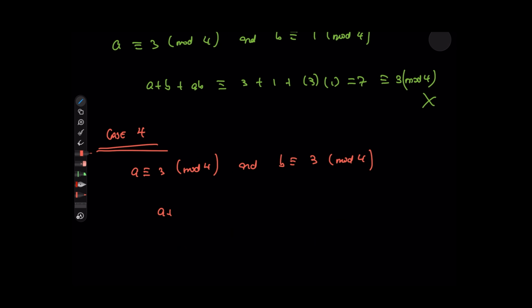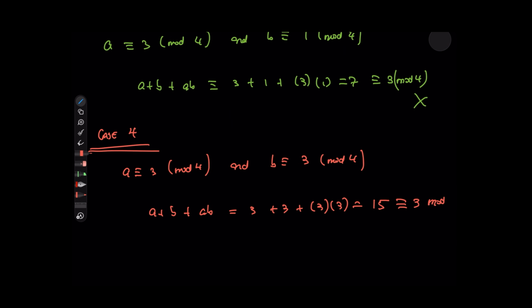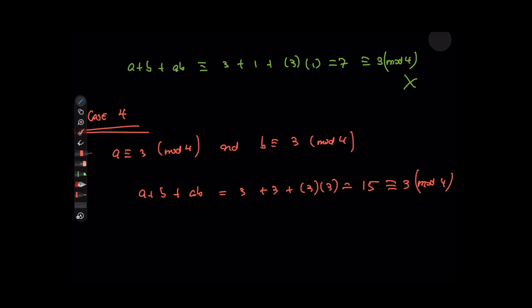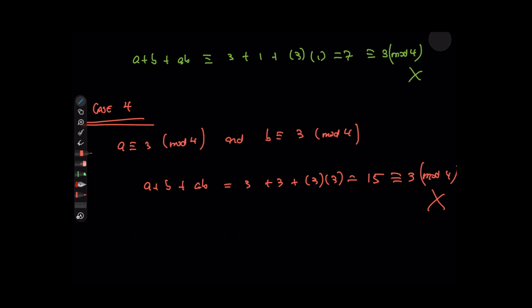So I'll have a plus b plus ab will be equal to 3 plus 3 plus 3 by 3. So that's 9 and 6, that's 15. That's also congruent to 3 mod 4, which is not divisible by 4. So in every possible case, it is never divisible by 4. So we could say that the statement is true for no integers at all.